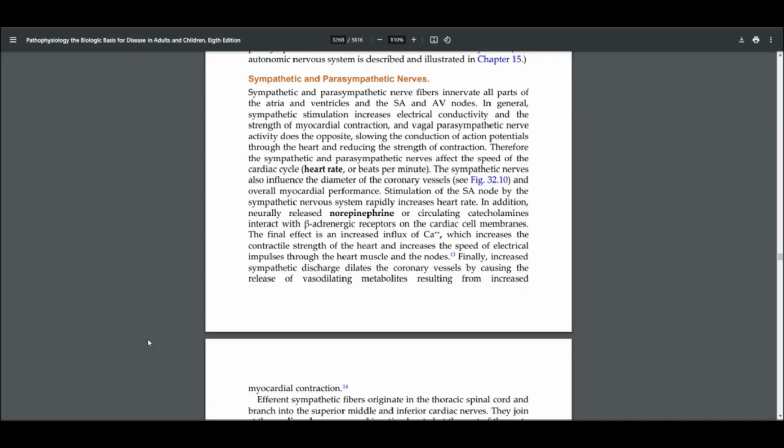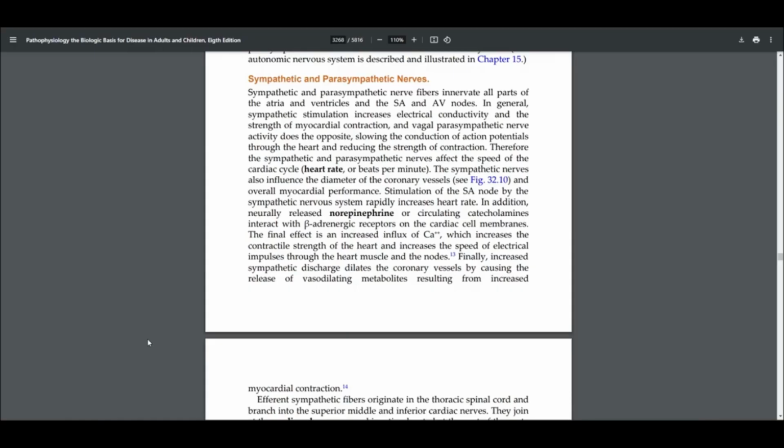The sympathetic nerves also influence the diameter of the coronary vessels and overall myocardial performance. Stimulation of the SA node by the sympathetic nervous system rapidly increases heart rate. In addition, neurally released norepinephrine or circulating catecholamines interact with beta-adrenergic receptors of the cardiac cell membranes.